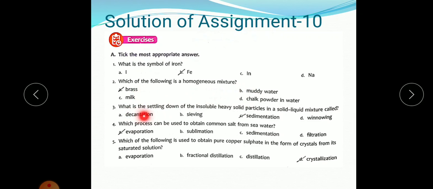Next, question number 3: what is the settling down of the insoluble heavy solid particles in a solid liquid mixture called? We call that process sedimentation. Question number 4: which process can be used to obtain common salt from seawater? The correct option is evaporation. Question number 5: which of the following is used to obtain pure copper sulfate in the form of crystals from its saturated solution? This we have studied in crystallization.